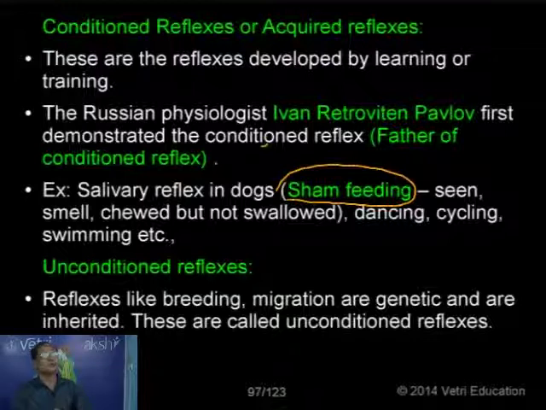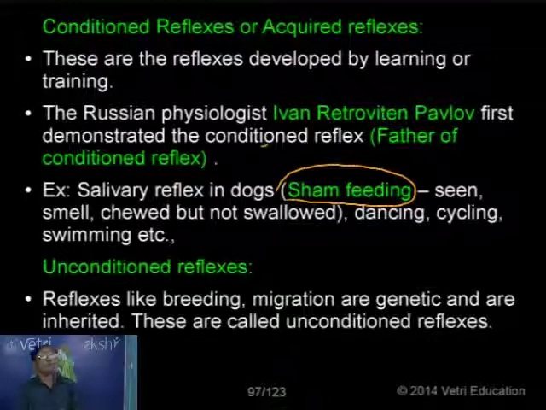So without actually seeing the food, without smelling the food, without chewing the food, what will happen? Salivation occurs. The animal has not swallowed the food, has not seen the food, but it has incorporated in its mind that whenever the bell sound was given, food would be provided. So this is a conditioned reflex, an acquired reflex, a result of training, a learning process in the mind of the animal that results in salivation. Such reflexes in the dog, namely the salivary reflex, are an example for sham feeding.